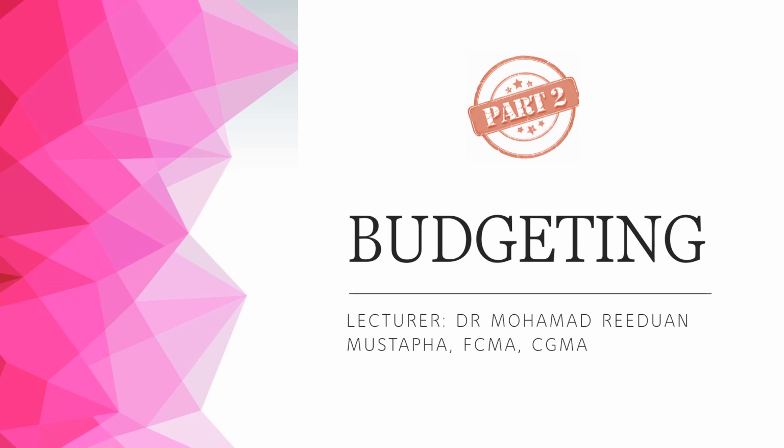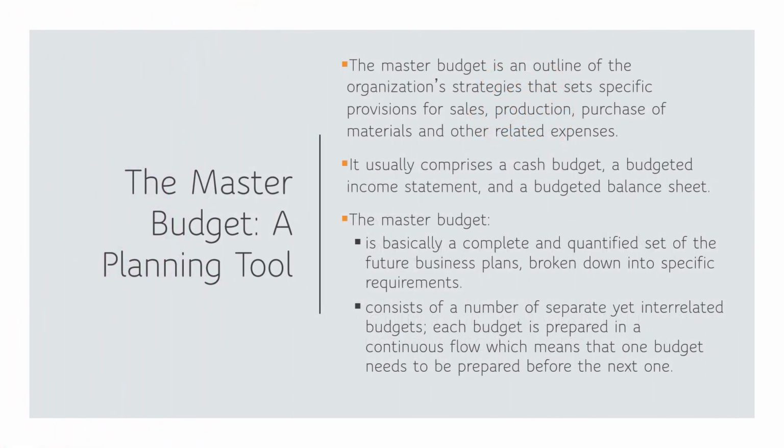Now we are at chapter 8, budgeting part 2. The master budget planning tools. So the master budget is like a detailed roadmap for a business, showing how it plans to achieve its goals over a specific period. So, what is the master budget?